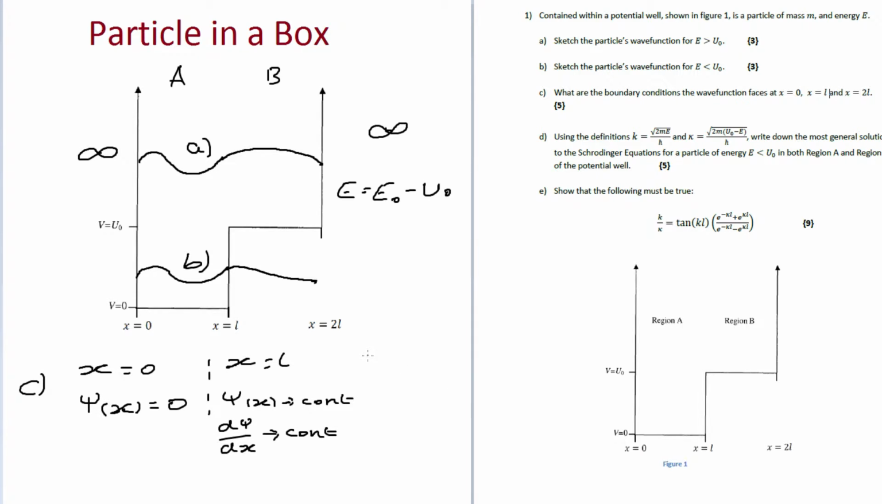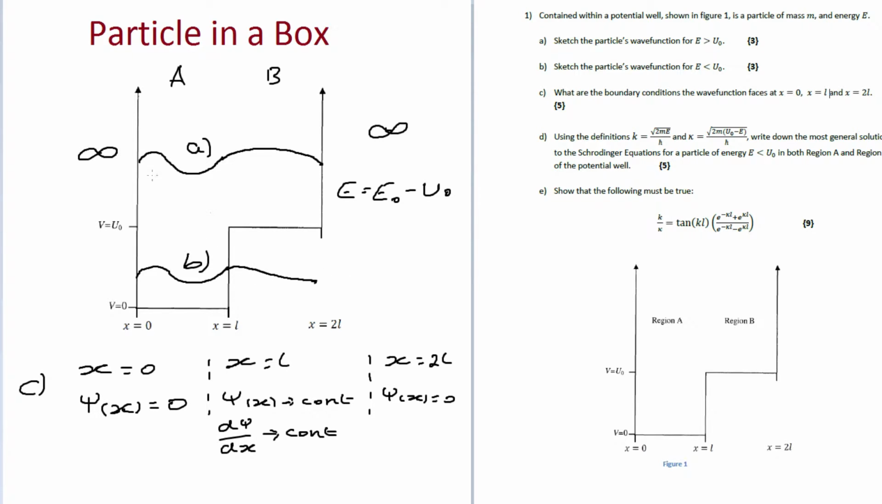And finally, let's see what happens at x equals 2L. Let's go ahead and write this down. And x equals 2L again is an infinite barrier, and it's just the same thing as x equals 0 basically, which means that psi of x equals 0 at x equals 2L. And these are the boundary conditions, and you can get these from inspecting the picture really.